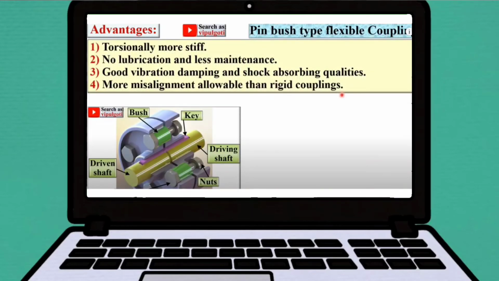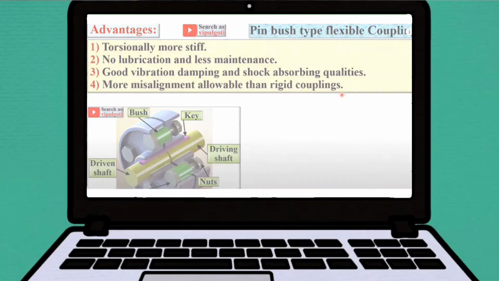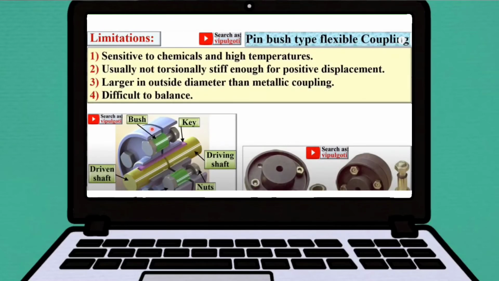Moreover, it has the advantages of being torsionally more stiff, needing no lubrication, and requiring less maintenance. It has good vibration damping and shock absorbing qualities. And lastly, it allows more misalignment than rigid couplings. Its limitations are that it is sensitive to chemicals and high temperature, usually not torsionally stiff enough for positive displacement, larger in outside diameter than a metallic coupling, and difficult to balance.